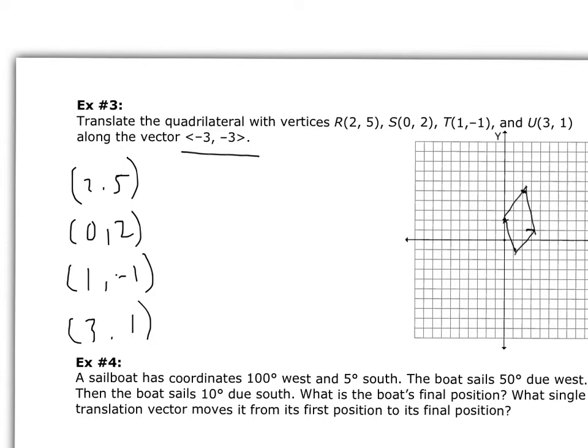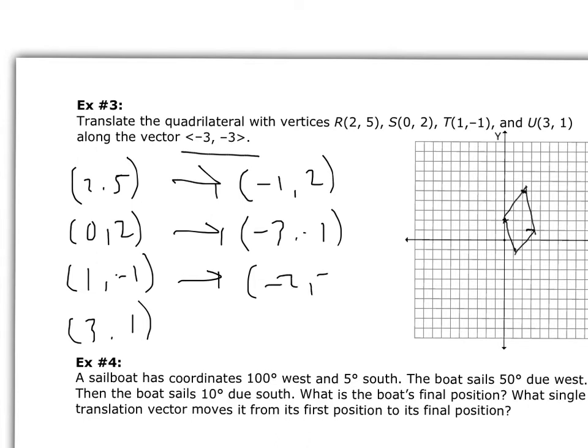And we're going to subtract 3 from the x and subtract 3 from the y on each of those. And if we do that on each ordered pair, you're going to get, for this one, -1, 2. Then you'll get -3, -1. -2, -4. And lastly, you will get 0, -2. Okay, so definitely take some time to go back through and make sure you understand that from the x you're taking away 3 and the y you're taking away 3, and that's how I get my new ordered pairs.